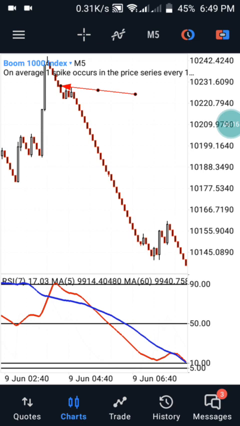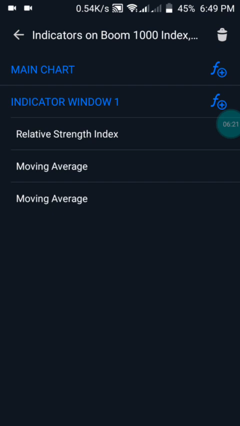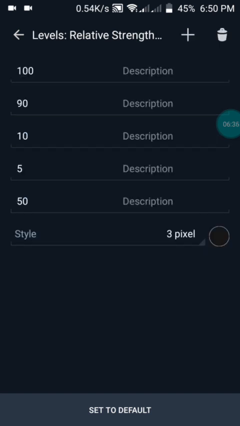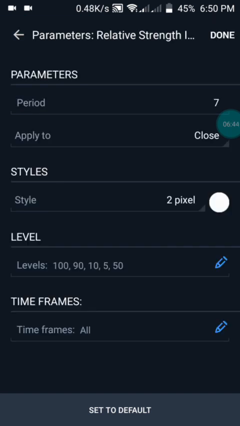So guys, let me show you the settings of this. We have the indicator window 1, which is the relative strength index. We have the period of 7. We have apply to close. We have our style to be in white color, and we have different levels here. We have level for 90, we have 10, and we have 50. So you can press on done on that.